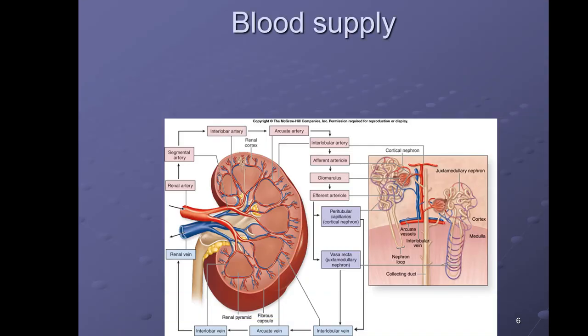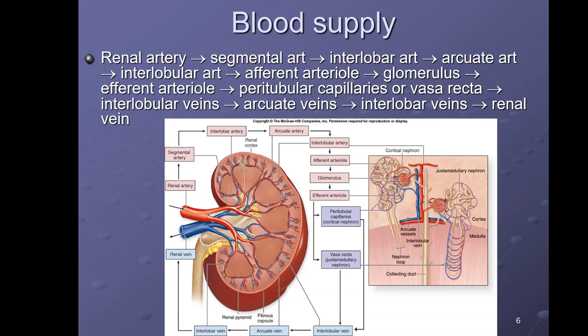All right, so the blood flow through the kidneys is really important, and this looks like a lot. And it is important that you know the order of flow of blood through the kidneys. So we're going to run through it really quick. And remember, the job of the kidneys is to really filter the blood. That's why the blood flow through the kidneys is so important.